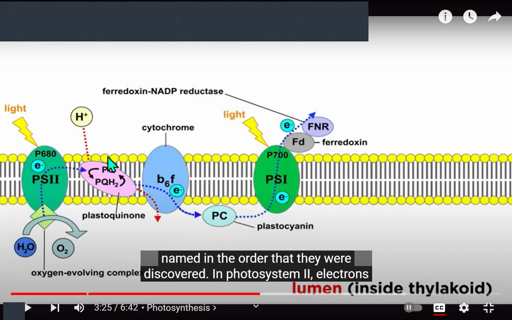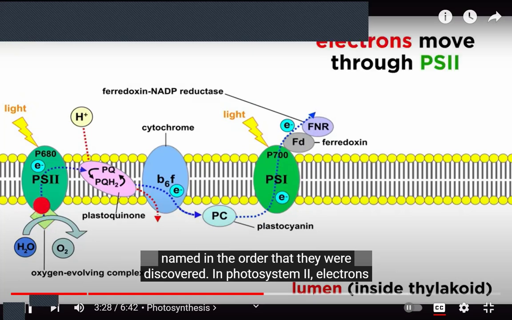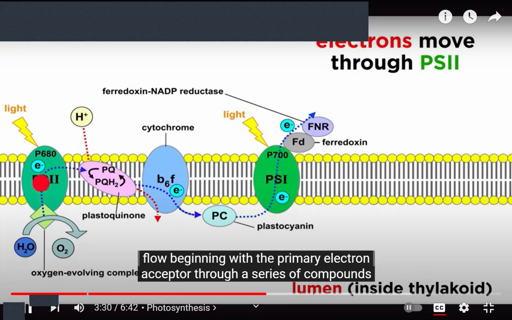This one was discovered first, before this one. In photosystem 2, electrons flow beginning with the primary electron acceptor. The red one is your electron.